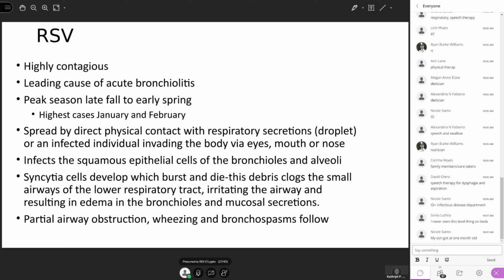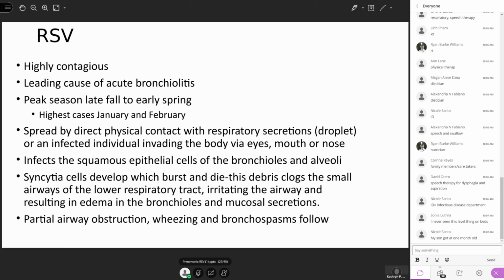The peak season is late fall to early spring. Yet that is a little off now because of COVID, where children haven't really been out of the house, and so now they're being exposed so much. We really don't get an immunity, so you can get RSV more than once. It is spread by direct contact with respiratory secretions. It's a droplet infection.